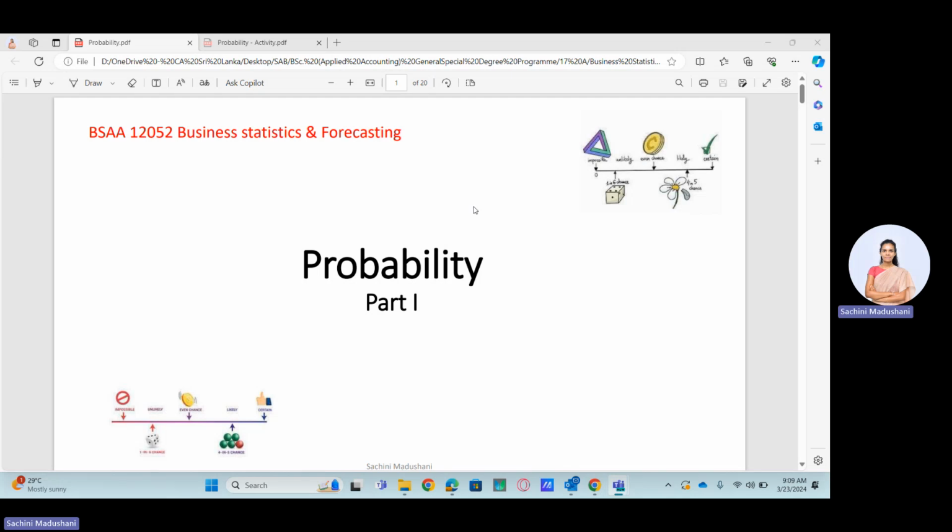Now let's start our lesson. Okay, then we finish our descriptive analysis part. Then we move into probability. The first one, in part 1, we discuss the probability concepts.